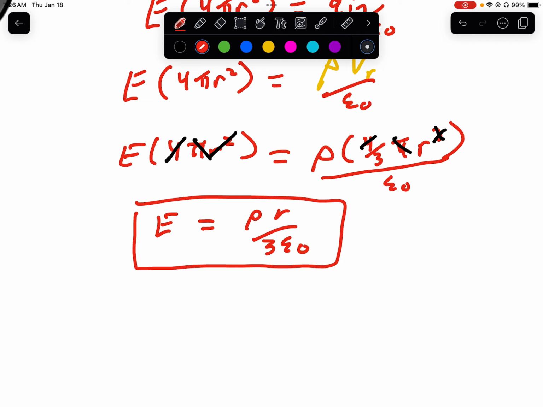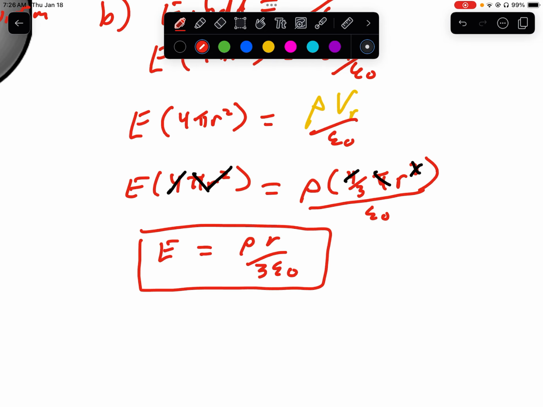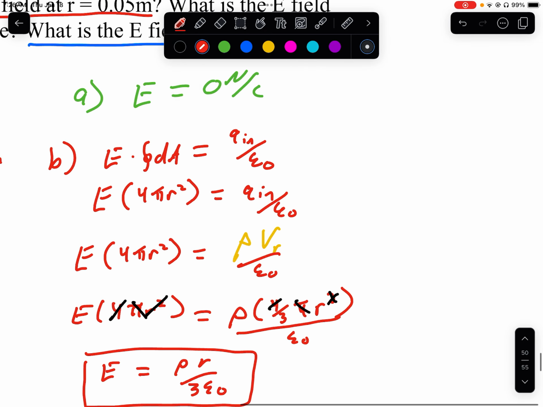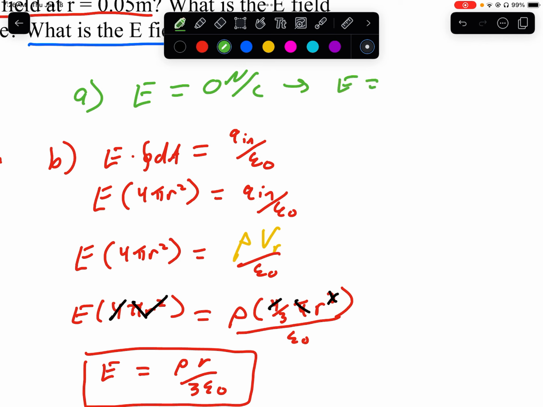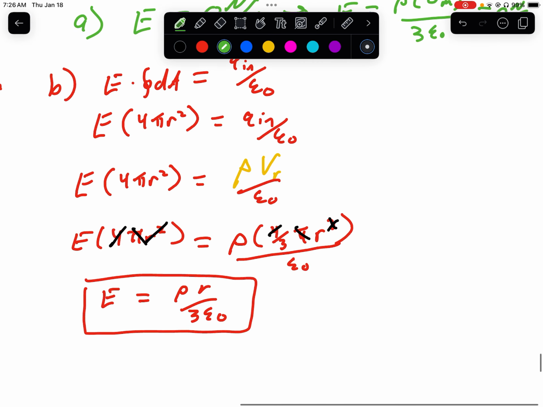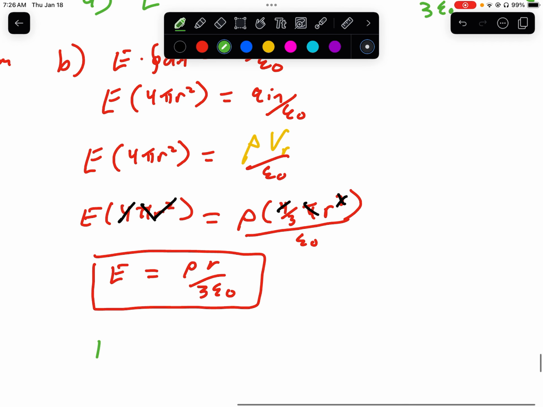Now, we're looking for a specific value. I'm going to plug in some numbers, but this is an important relationship. And also notice, if I tried to use this for part A, where r would be equal to 0 at the very center, I would get E equal to rho, which is some number, times 0 for the very center of the sphere, over 3 times epsilon naught. Any number times 0 is just 0. Good. What we derive in part B is in agreement with what we intuitively reasoned through in part A. As far as solving for this, now we're just plugging in numbers.